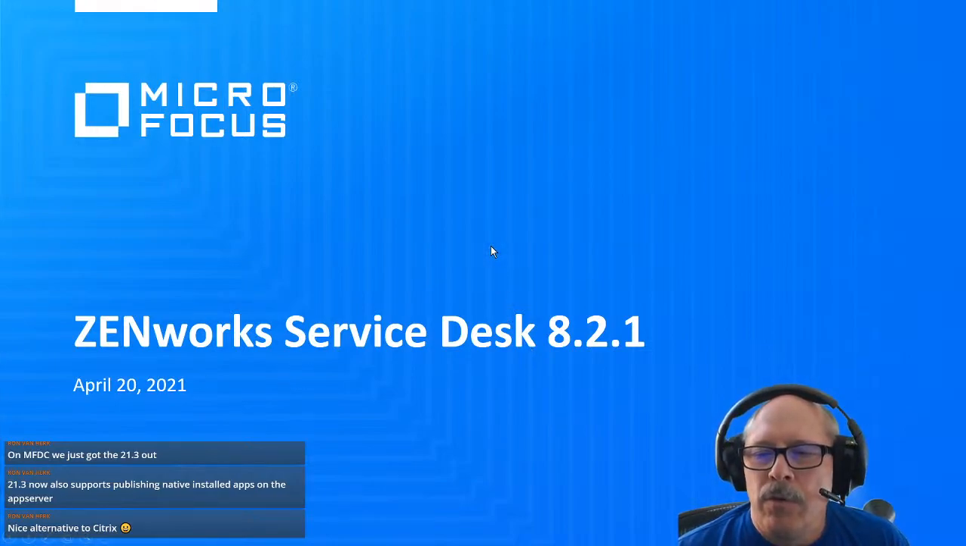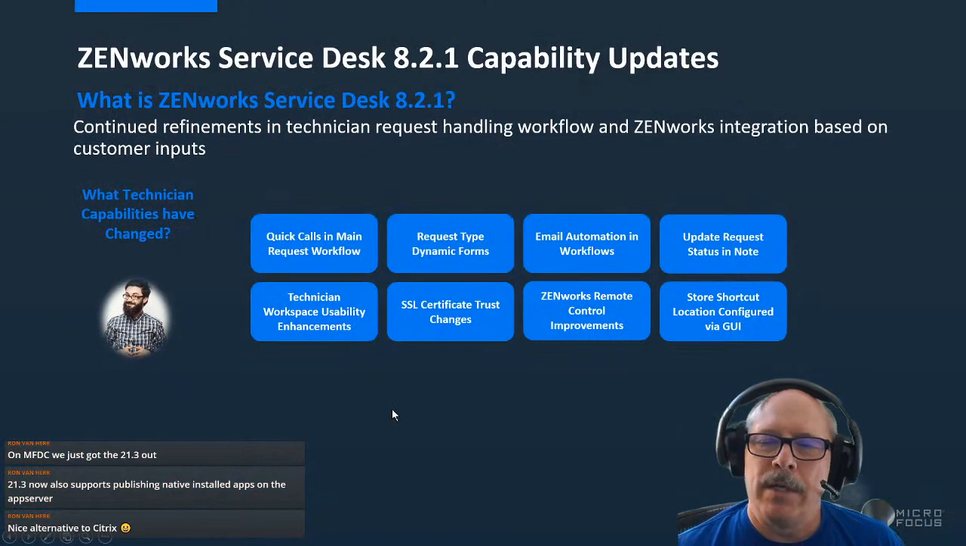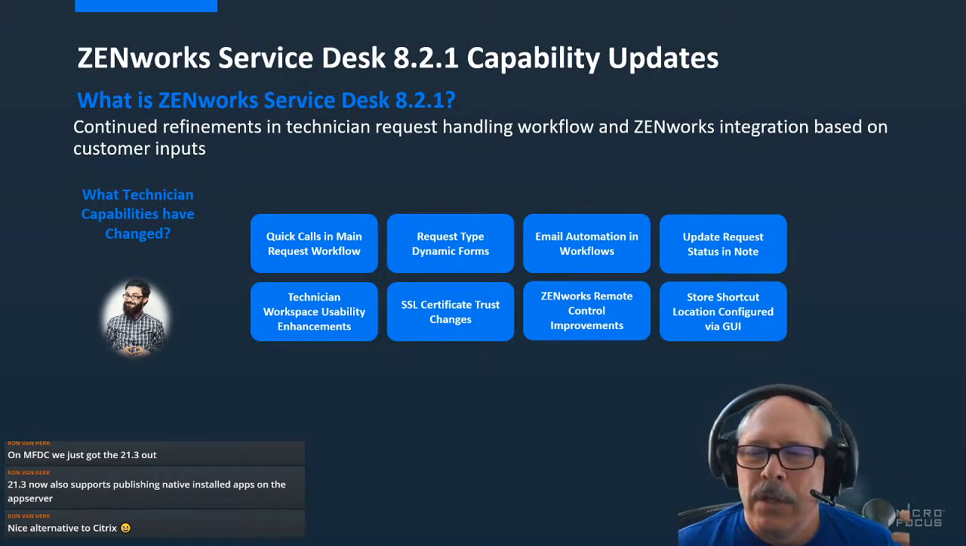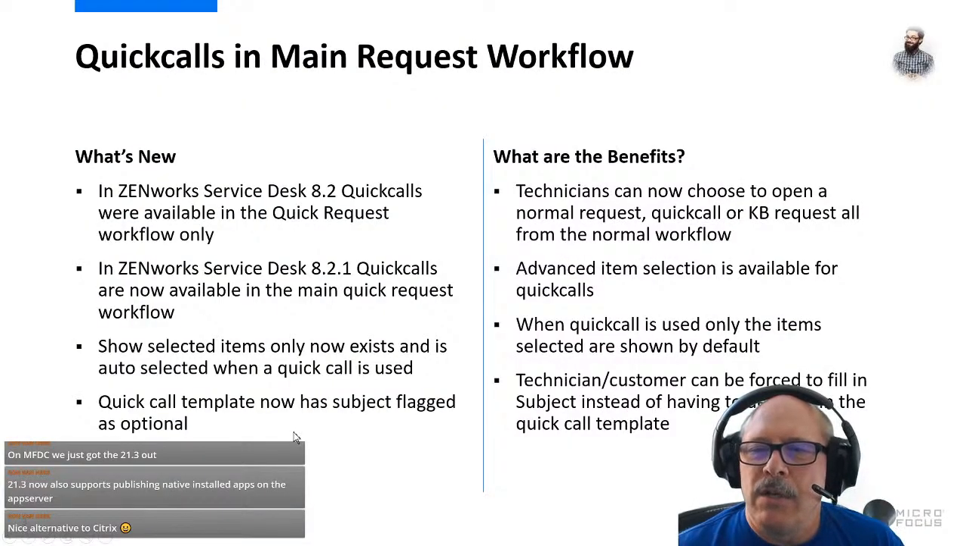we're going to run through ZENworks Service Desk 8.2.1, and it involves quick calls, it involves request types and dynamic forms, email automations, technician workspace usability, SSL certificates, remote control, store shortcuts, and update requests. So let's move through these so you can see what's going on with this, with quick calls for starters in the main request workflow.